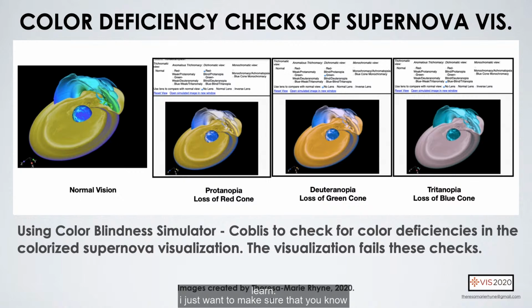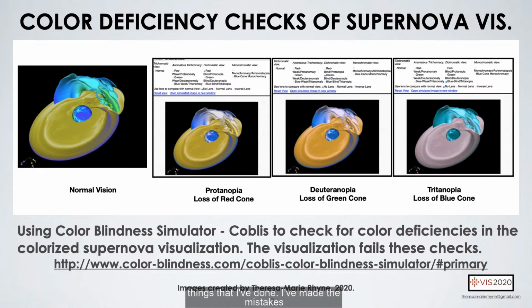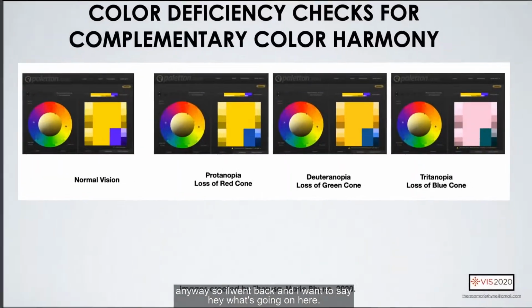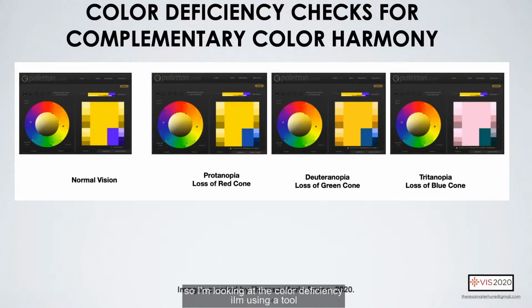I just want to make sure that you know that I may talk to you about the mistakes. Chances are I'm talking to you about things that I've done. I made the mistakes. Anyway, so I went back and I wanted to say, hey, what's going on here? So I'm looking at the color deficiency. I'm using a tool called Palladium. It's a Palladium color scheme designer. It's really developed for graphic designers. It does have color deficiency built into it, and so I went across and looked at the color deficiencies.